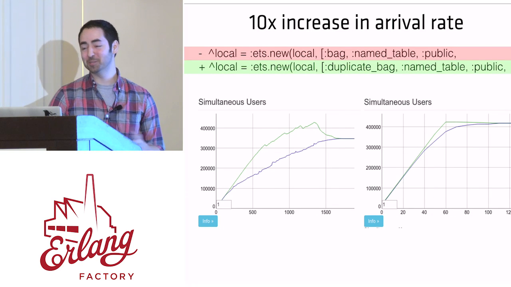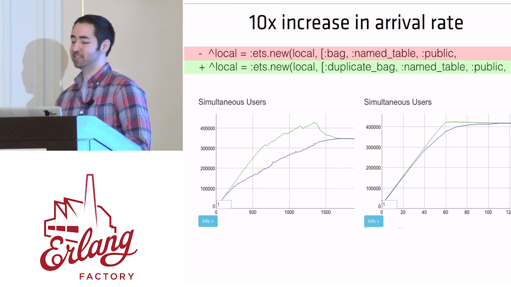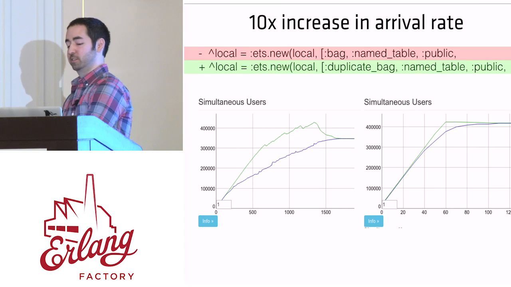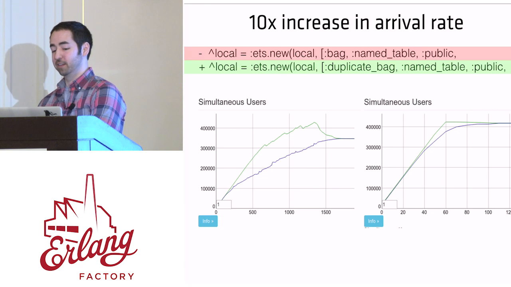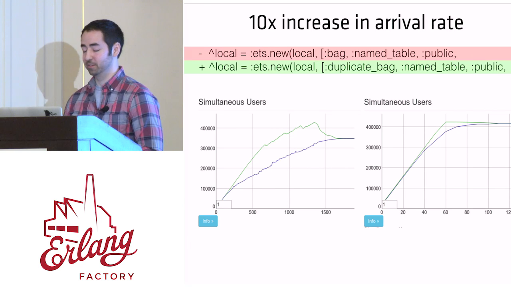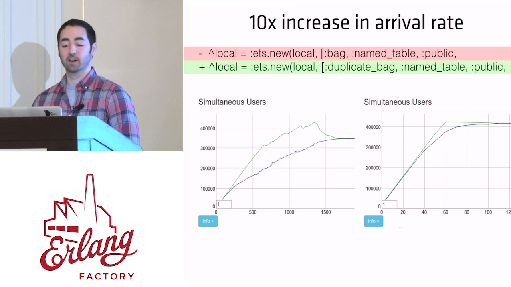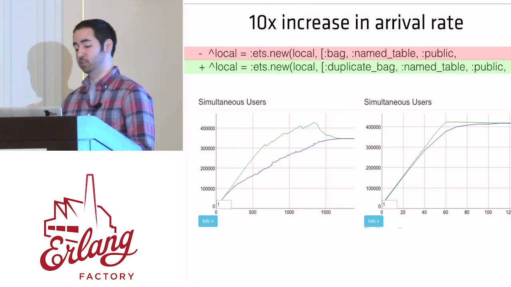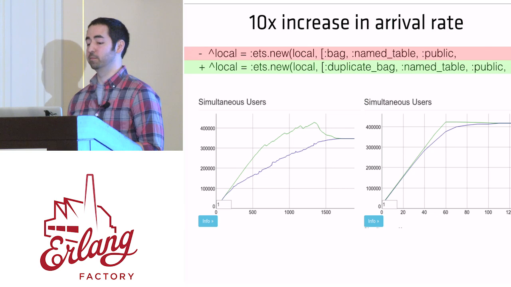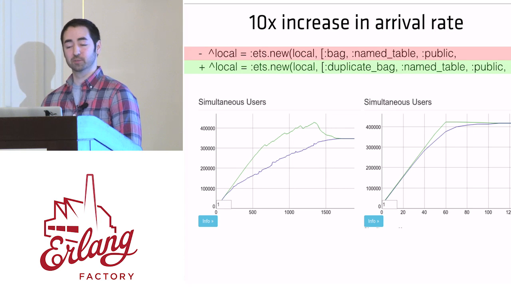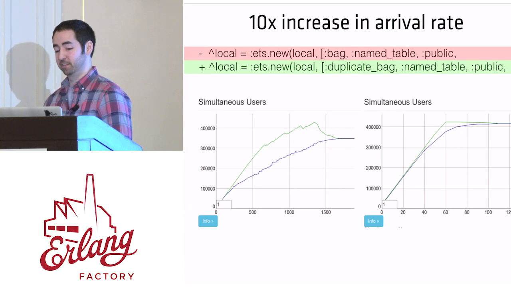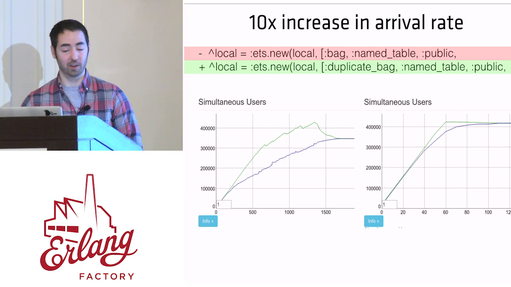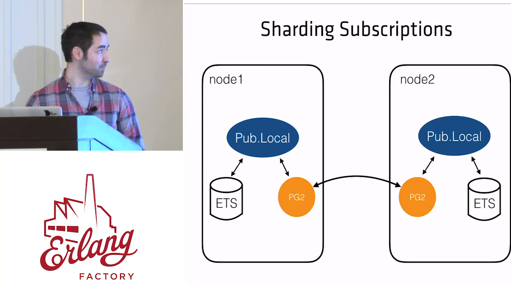And then the 10x increase in arrival rate is pretty cool. So know your ETS table types. What happened was we were using a bag table for subscriptions, and we changed it to a duplicate bag. And this is what increased our active connections tenfold. Because the bag insert time grows linearly, and a duplicate bag allows duplicate keys, which lets your insertion time be constant. So since every subscriber is unique, we were able to use a duplicate bag, and this is what gave us a 10x increase in our arrival rate, which is pretty incredible.